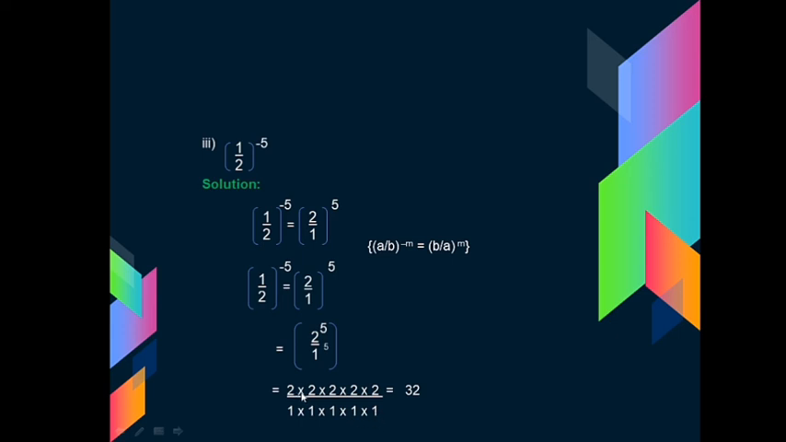Now 2 into 2 is 4, 4 into 2 is 8, 8 into 2 is 16, and 16 into 2 is 32. And 1 into 1 into 1 into 1 into 1 equals 1. So no need to write the denominator as 1, as it will become 32 divided by 1, and 32 divided by 1 is 32 only. So this is how we have to evaluate the questions which are given in the form of exponents and powers.